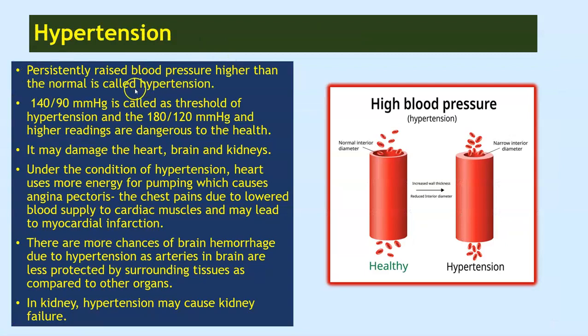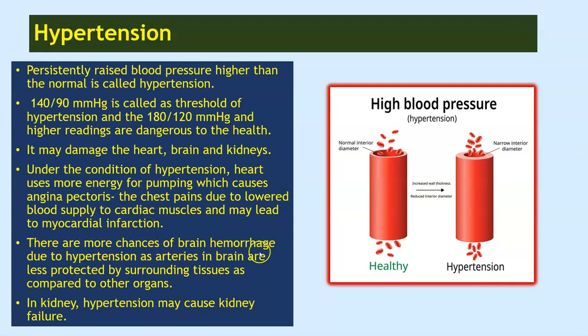Hypertension. Persistently raised blood pressure higher than normal is called hypertension. So if it is 140 by 90 mmHg, it is called the threshold of hypertension, and 180 by 120 mmHg and higher readings are dangerous to health. It may damage the heart, brain and kidneys. Under the condition of hypertension, the heart uses more energy for pumping, which causes angina pectoris. This is chest pain due to lowered blood supply to the cardiac muscle, and it may lead to myocardial infarction.